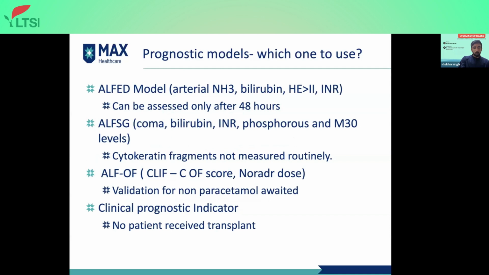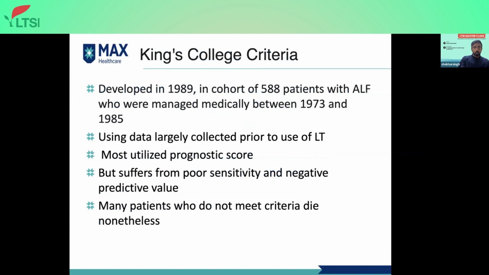Clinical prognostic indicator is another factor, but in the series in which the study was presented, no patient actually underwent liver transplant. The most commonly used criteria is the King's criteria, developed in 1989 involving about 588 patients, at a time when transplant was not that common. It is one of the most commonly utilized prognostic scores. But the criteria has poor sensitivity and poor negative predictive value, and many of the patients who do not meet the criteria still died.